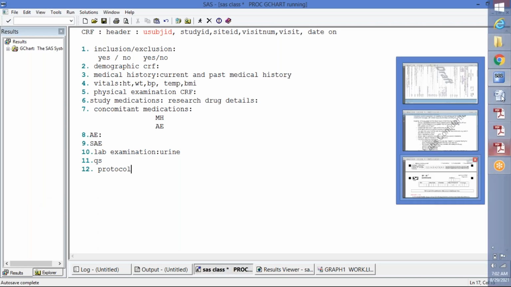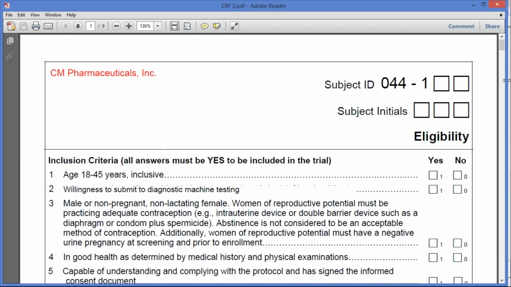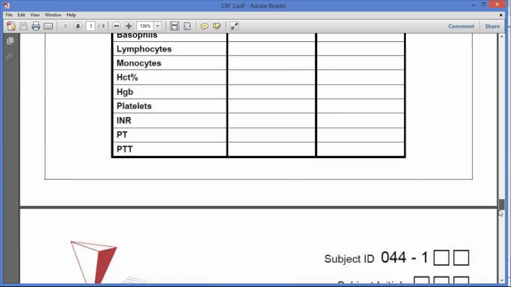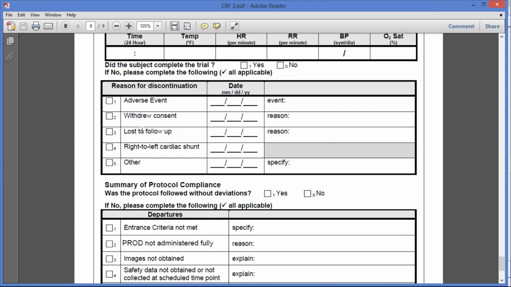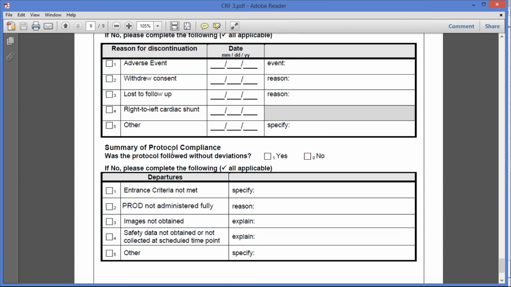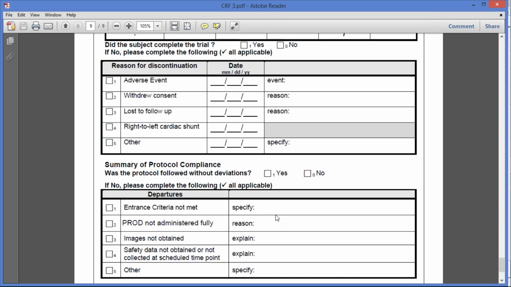I don't have an example here, but I have an example in another CRF. This is another CRF. You can see the protocol deviation. Summary of the protocol compliance: was protocol followed without any deviations? Just look at this one, deviations.